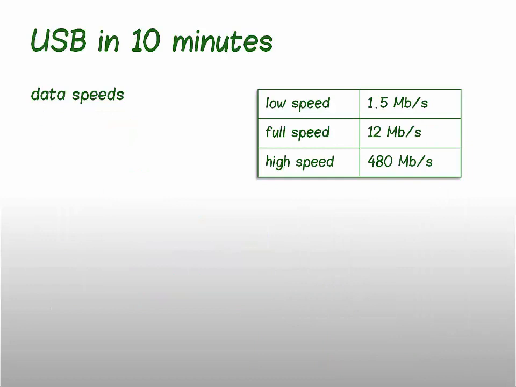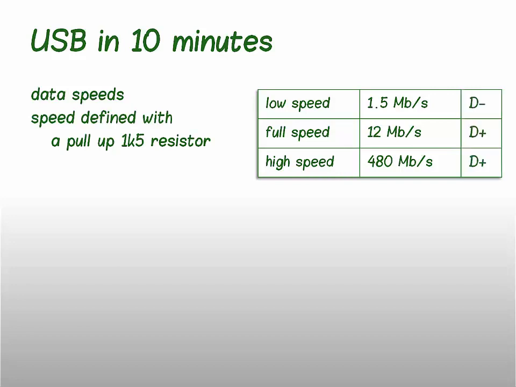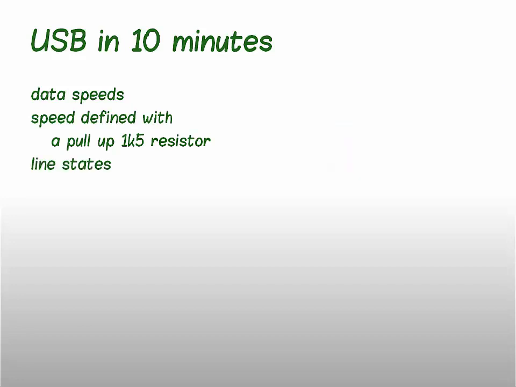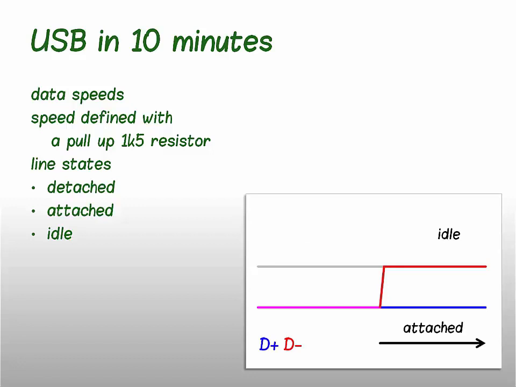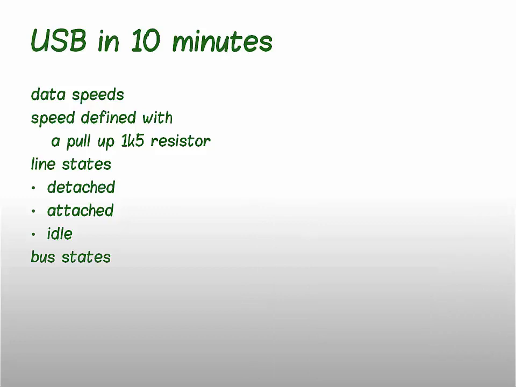There are different data speeds; the original ones are shown in the table. A device communicates its data speed to the host with a pull-up resistor connected to either the D+ or D- line. The line can be in either the detached state, when no device is connected to the host, or the attached state. When a low-speed device is attached, the line goes high due to its pull-up resistor, and the line is said to be idle. We can also talk of bus states.